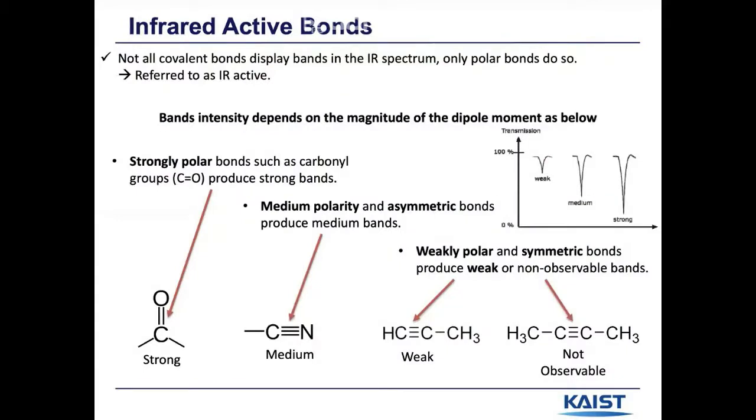Now let's talk about data interpretation and examples applied to actual research. In organic materials, not all covalent bonds display bands in the IR spectrum. Only polar bonds do so. These are referred to as IR active. The intensity of the bands depends on the magnitude of the dipole moment associated with the bonds, as below.